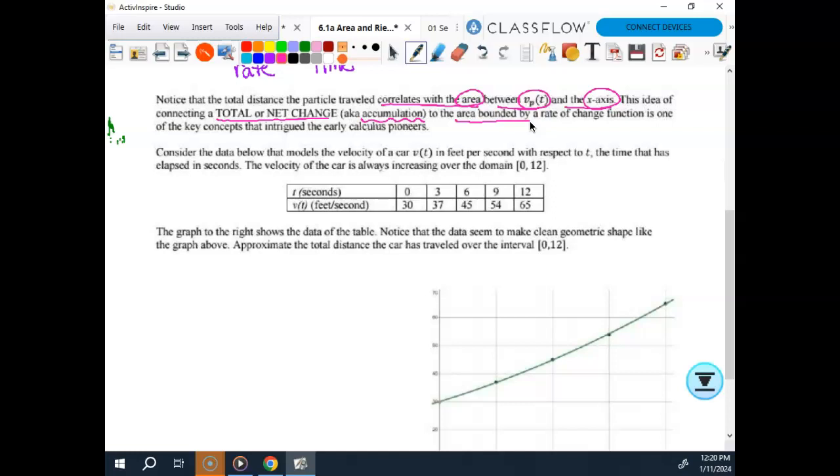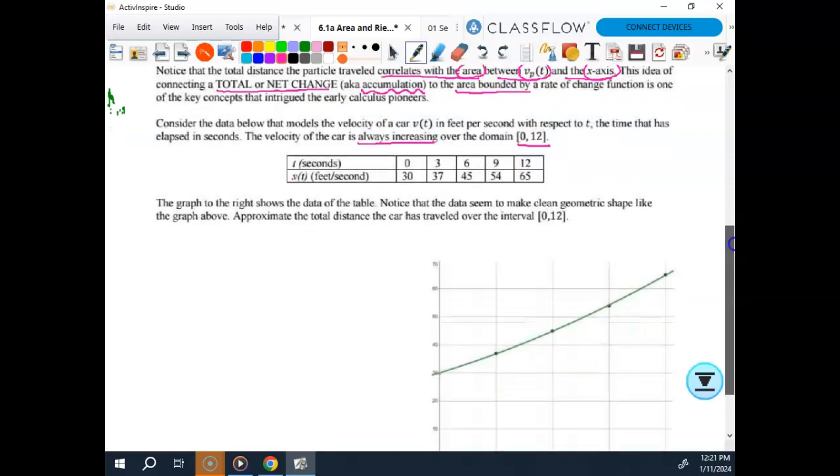And if those things weren't actually written out here, we'd want to label that so we can make sure we don't mess up on our units and whatnot. With respect to time, that has elapsed in seconds. The velocity of the car is always increasing over the domain from 0 to 12.